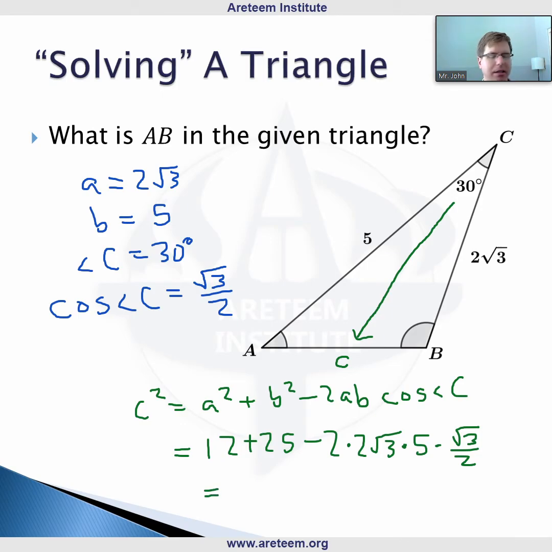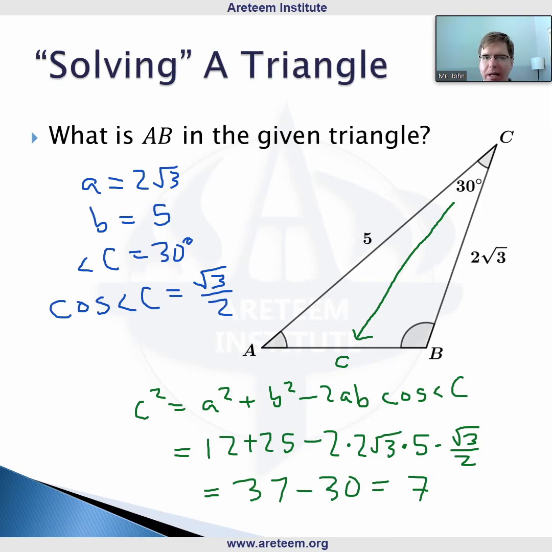So basically what we're going to have here then is 12 plus 25 is 37. And then we have minus, so the 2 and the over 2 cancel. Then we have 2 square root of 3 times square root of 3. So that gives us a 3 times 2 is 6 times 5 is 30. So this then is going to be 37 minus 30. And so we have 7 in this case.